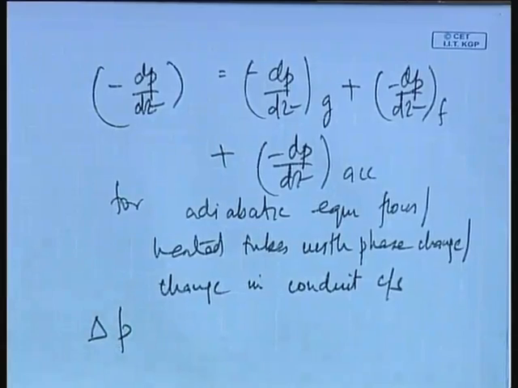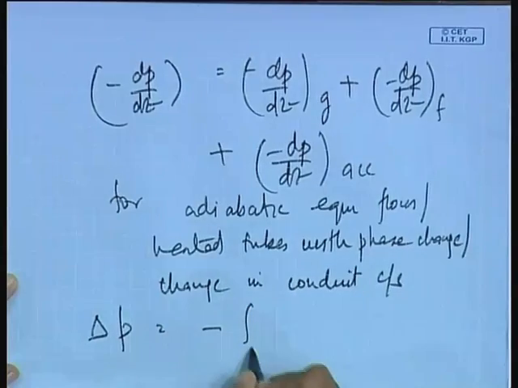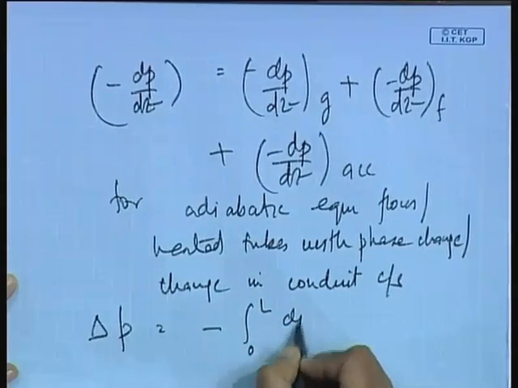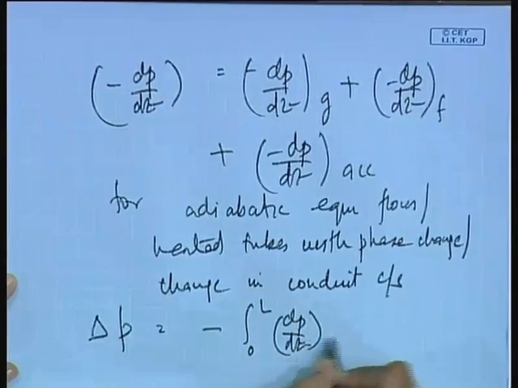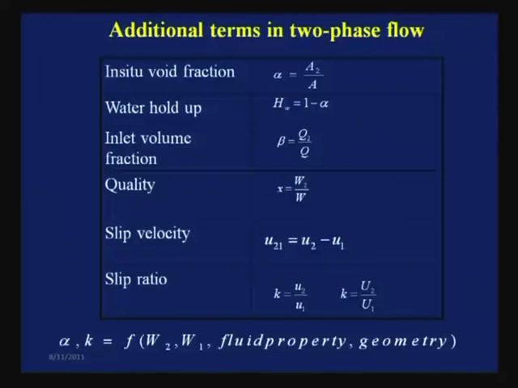The other thing is, apart from pressure gradient, as engineers we are also interested to find out the pressure drop. And the pressure drop, it's quite evident, is nothing but the integral from 0 to L of dP/dz dl. So just remember that the pressure drop and the pressure gradient have opposite signs. This you already know, but this was just to remind you.